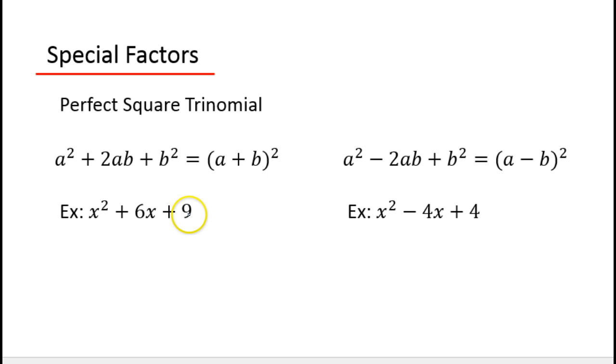So here we go for this one. Square root of 9 is 3, times 2 is 6. That's correct. So this is a perfect square trinomial. Just factors out to be x plus 3 squared. Same thing here. Square root of 4 is 2. 2 times 2 is 4. Except this one has that negative in front, so we're just going to factor that out to x minus 2 squared, and we're done. For more info on these special factors, look at the video on completing the square.